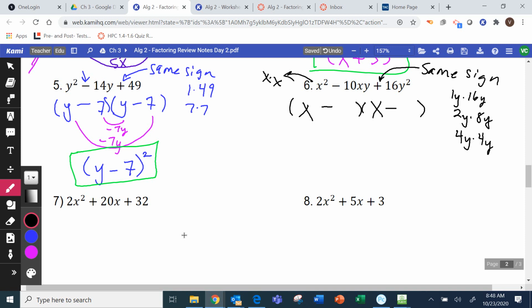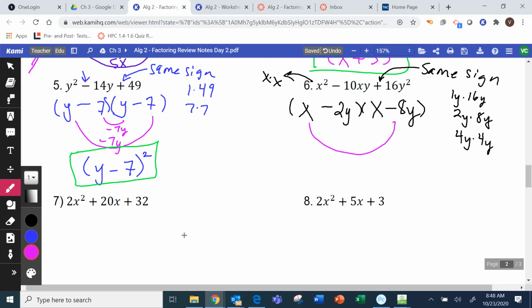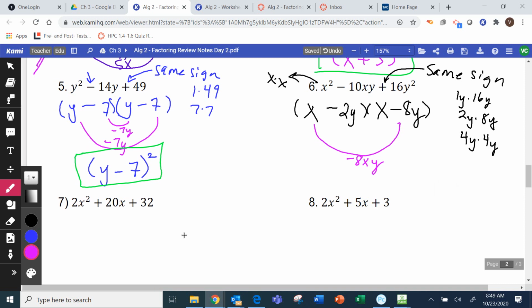So let's check those. 2y, 8y. I'm going to multiply x, I'm sorry, x times negative 8y. So that's going to be negative 8, and I write them in order x, y. And then in the middle, I've got negative 2y times x, so that would be negative 2xy. When I add them together, I get negative 10xy. So that one does work. So that will be my answer.